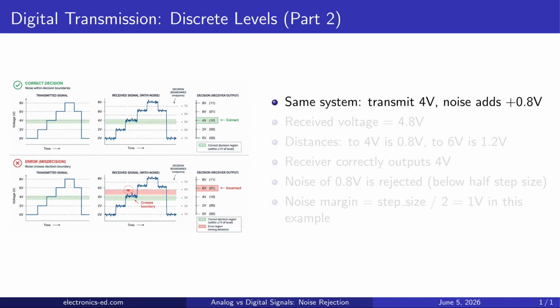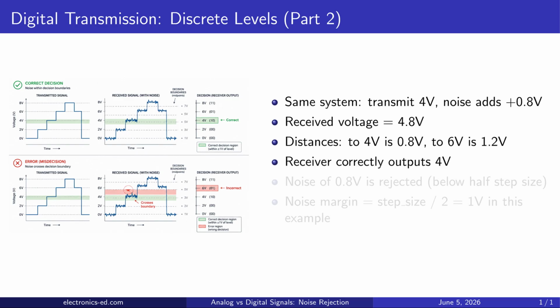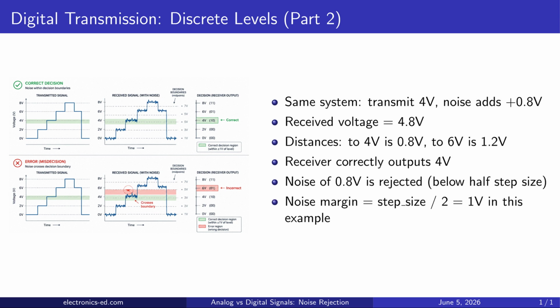Using the same system, now transmit 4 volts and add a smaller noise of 0.8 volts. The received voltage is 4.8 volts. The distance to the correct level of 4 volts is 0.8, while to 6 volts it's 1.2. So the receiver correctly outputs 4 volts. The noise of 0.8 volts is rejected because it's below half the step size. The noise margin is step size divided by 2, which is 1 volt in this example.